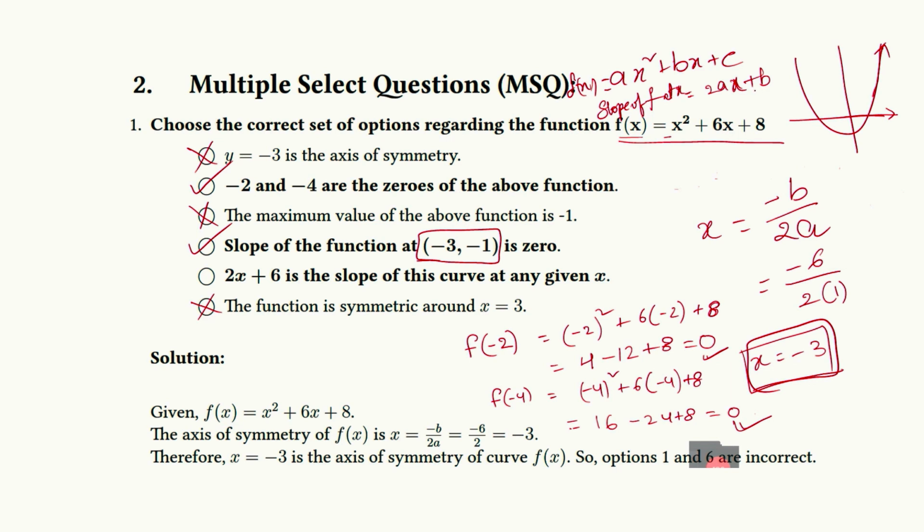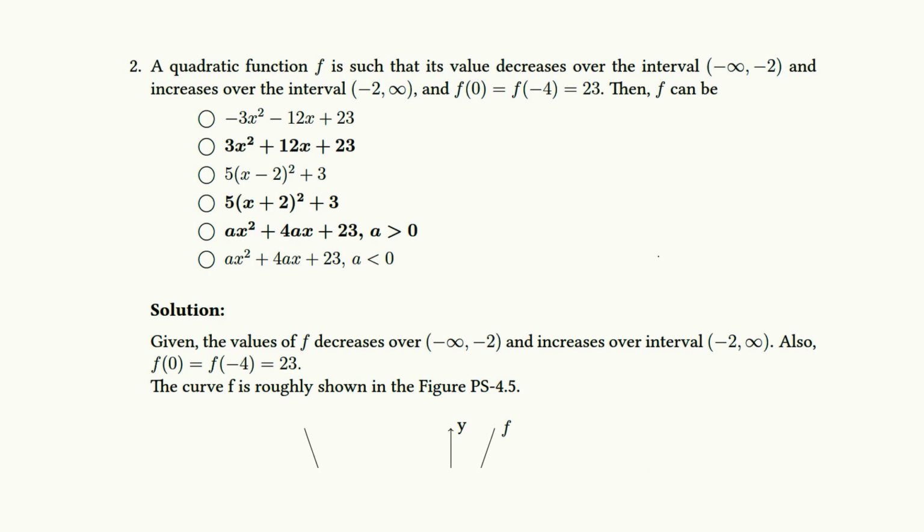So in our case, the value of b is 6 and the value of a is 1. So the slope of f at any x of this curve will be 2 times 1 x plus 6, which is 2x plus 6. So this is true. So answer for our first question will be 2, 4, 5.